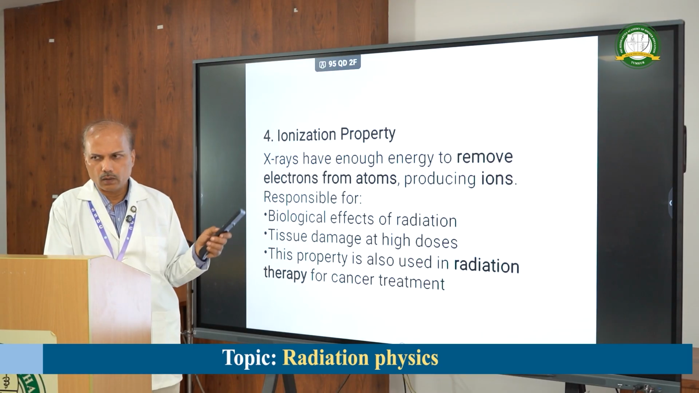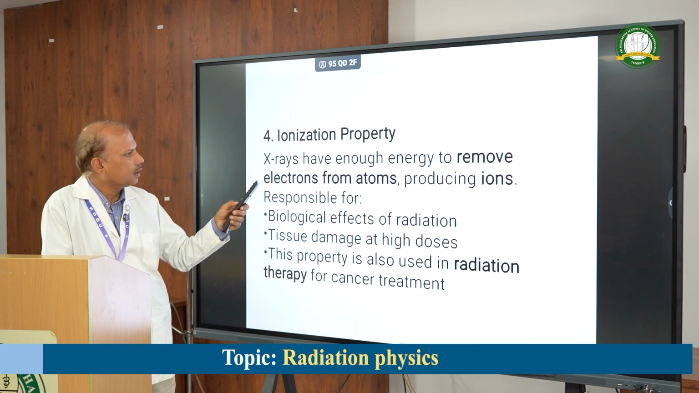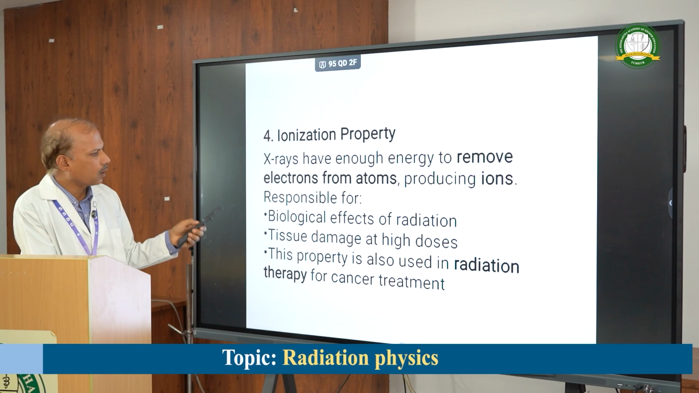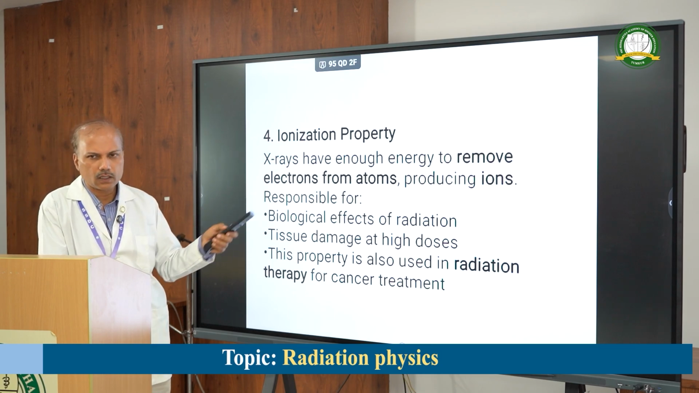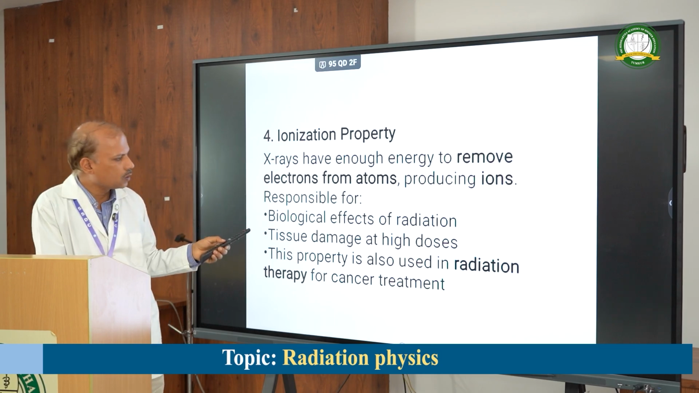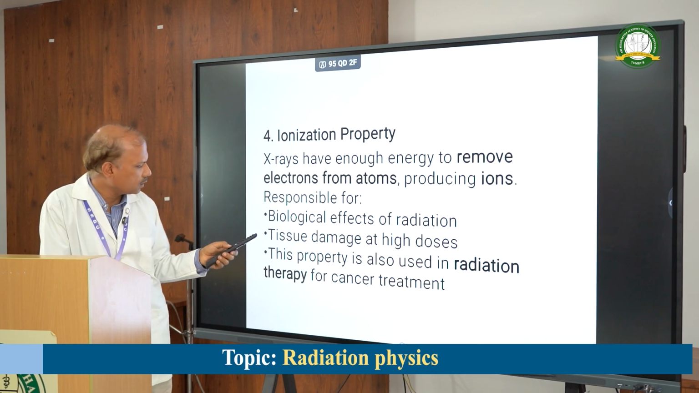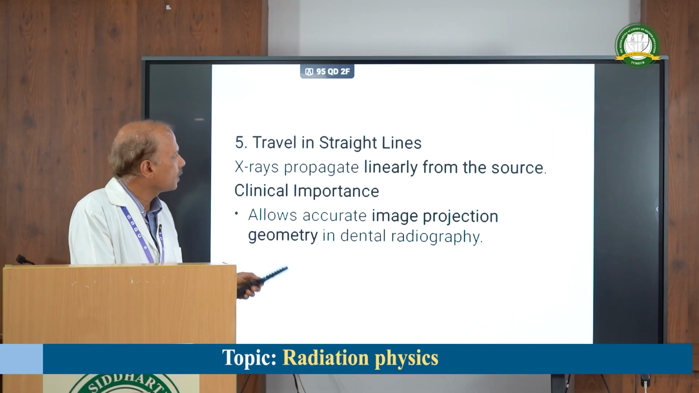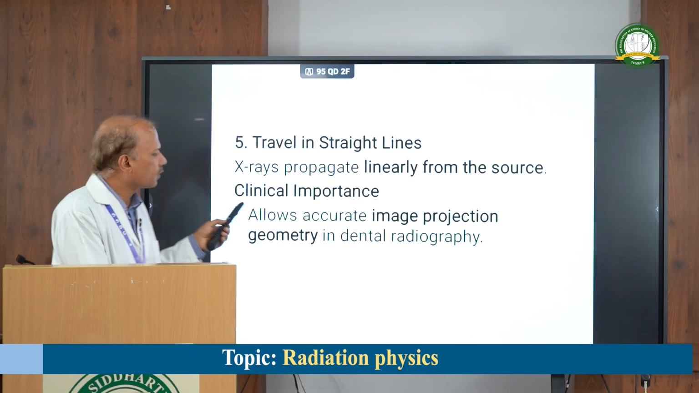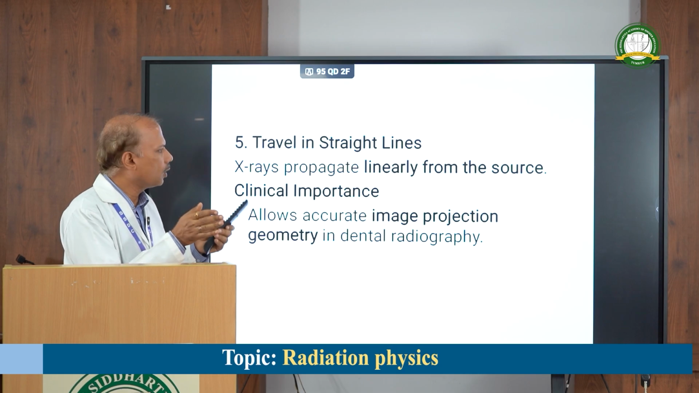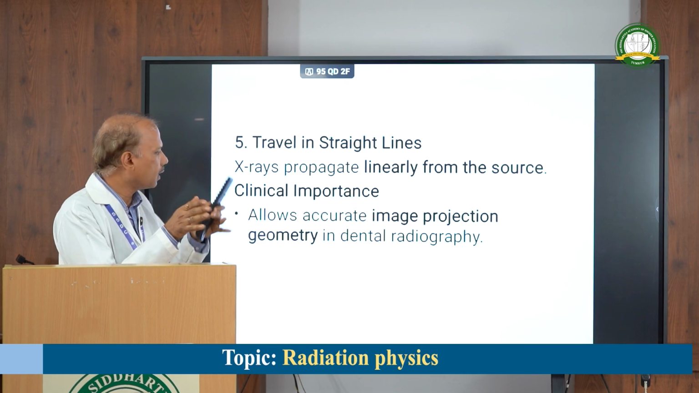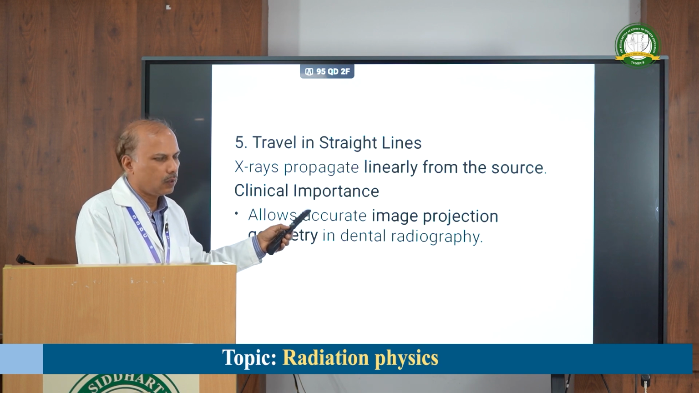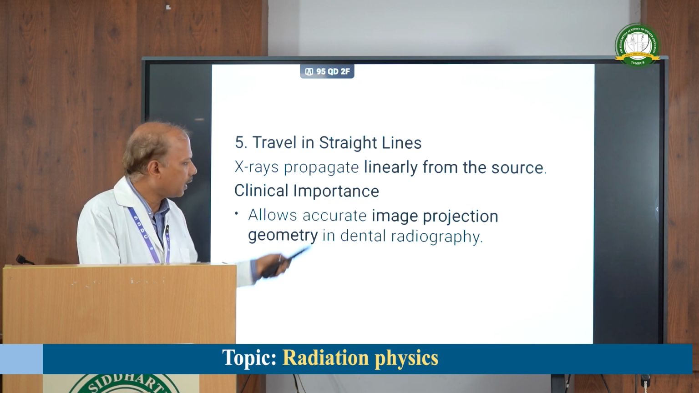One more is the ionizing property, where the energy has biological effects on radiation, that is, it affects human beings. Tissue damage can occur at higher doses, and this property is utilized in radiation therapy for oral cancers. They travel in a straight line, due to which you can collimate into a particular area, and this property is utilized in doing the radiograph, that is, the bisecting angle technique and the paralleling technique.